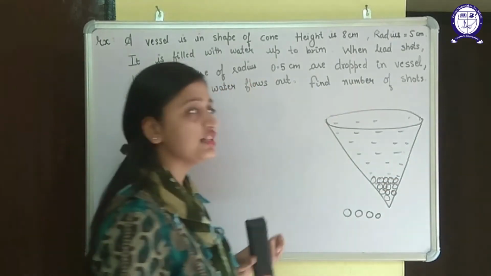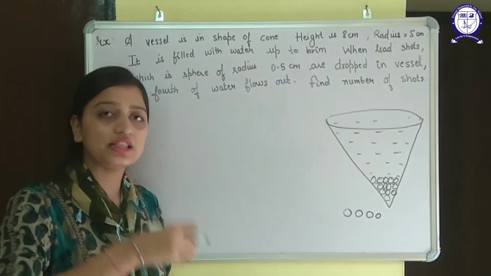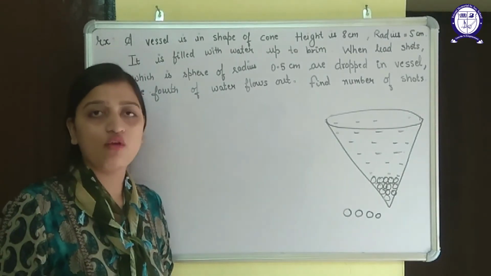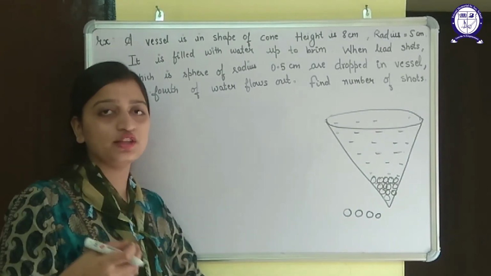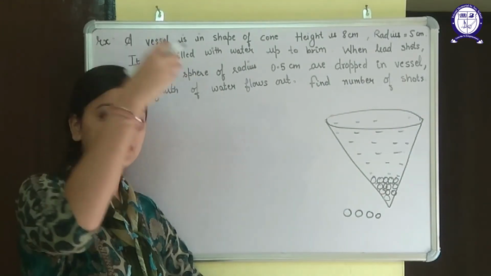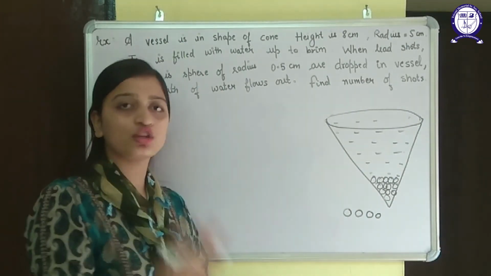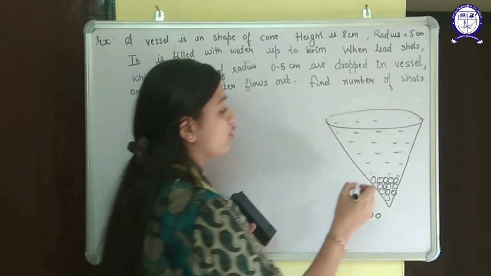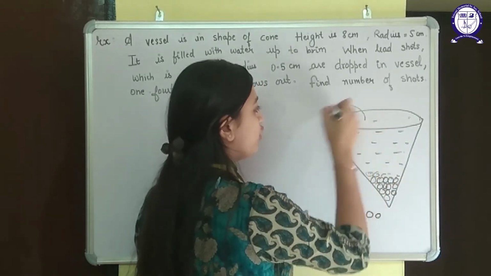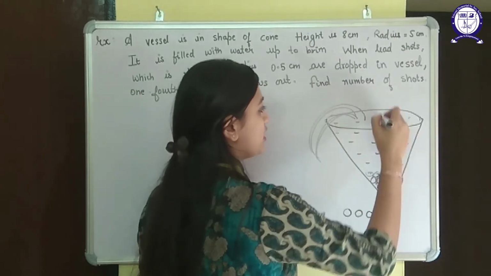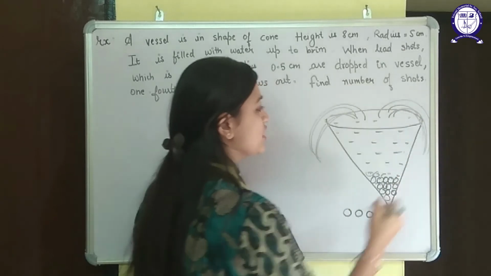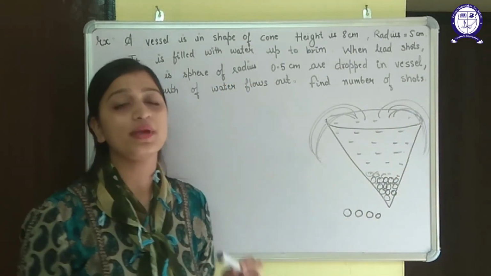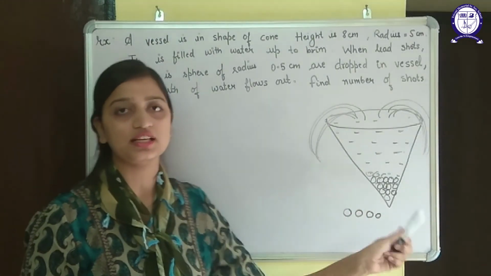Okay, since we are putting some shots in the cone which is filled up to the brim, some water will flow out. Obviously, if you have a glass of water and you put something into it, some water will flow out. So it says that after putting the shots, 1/4 of the water flows out of this cone. So now it asks what is the number of shots, that is, how many shots I have put inside this cone.